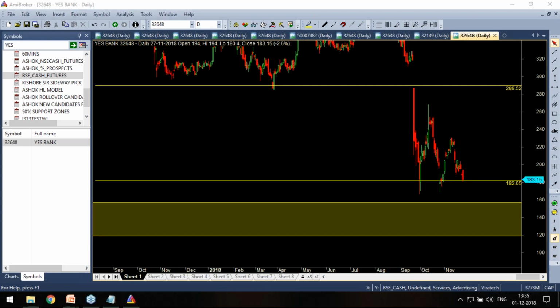Oh, it touched 147 and bounced, is it? But why is this machine not showing me? It touched 147 this week. Oh, could be because I have data only till 27th, I have not appended it after that. So which means it has already come into this zone.